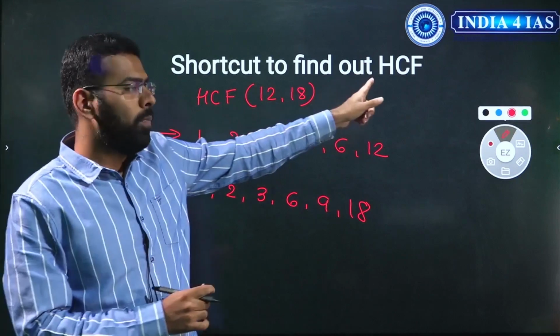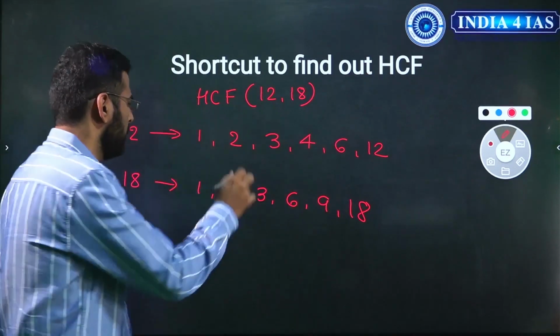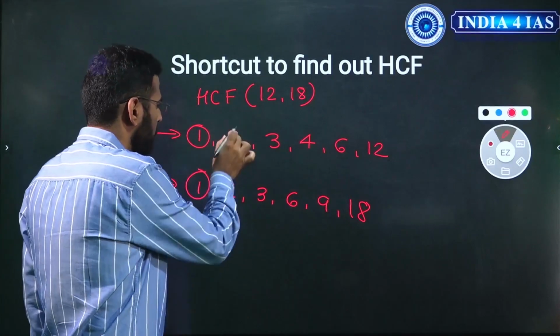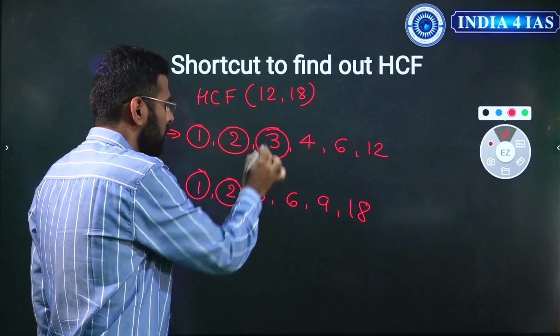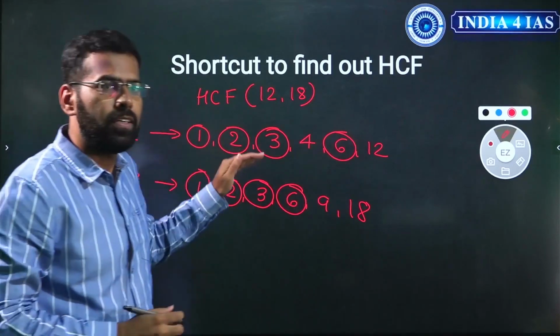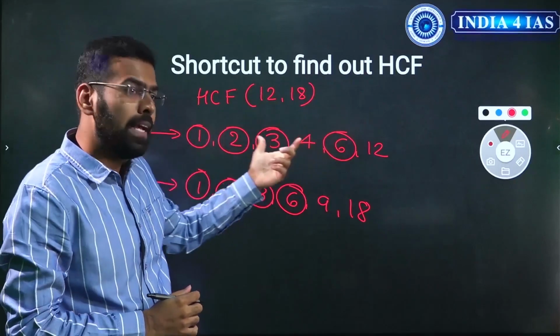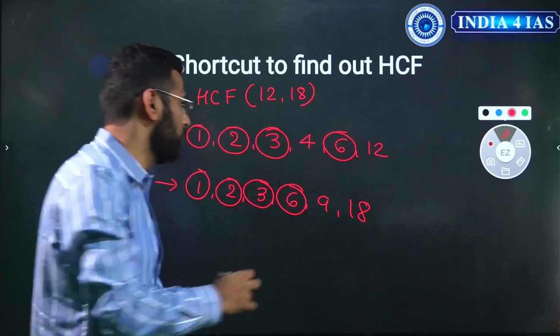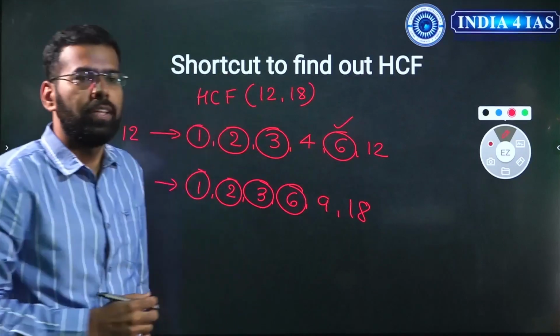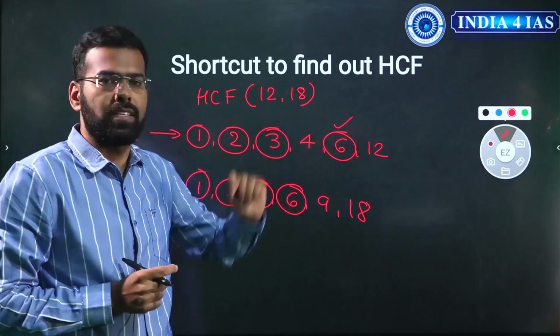Now, what do you mean by HCF? Highest common factor. So, what are the common factors between these? 1, 2, 3 and 6. These are the common factors. Now, here you have to find out HCF, that means the highest among these common factors, which is 6. That means the HCF of 12 and 18 is 6.